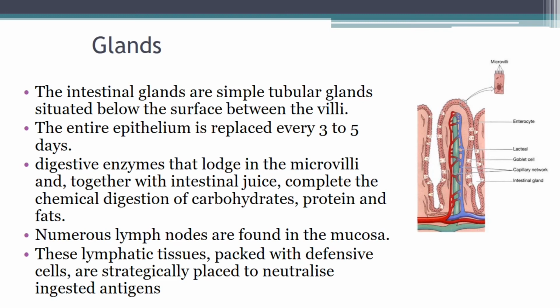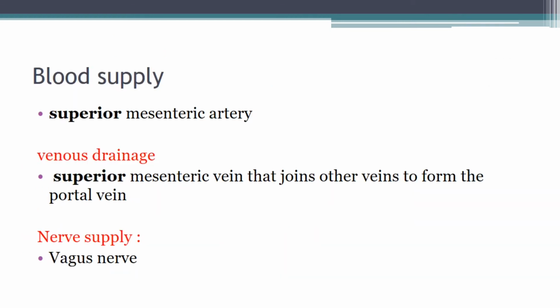Numerous lymph nodes are found in the mucosa. These lymphatic tissues are packed with defensive cells and strategically placed to neutralize ingested antigens. Also there is a protective function. Now, the blood supply of the small intestine. The arterial blood supply is by the superior mesenteric artery, and the venous drainage is by the superior mesenteric vein, which joins other veins to form the portal vein. The nerve supply is the vagus nerve.